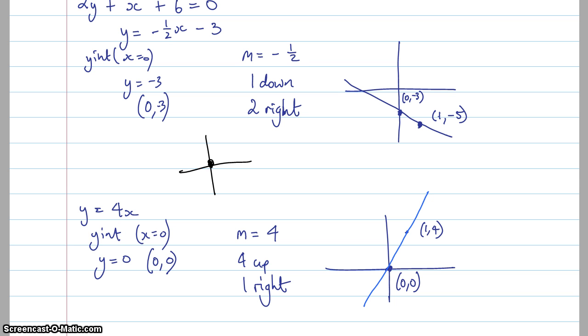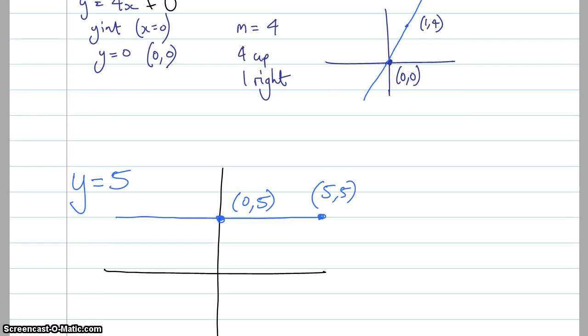So for this kind of graph, it's actually probably a little bit better to use the gradient and y-intercept method. So first I find the y-intercept, which is secretly there. We just couldn't see it before. It's 4x plus 0. So the point goes through 0, 0, and the gradient is 4. 4 up, 1 across. So I get 0, 0, and I go up 4, across 1, and I get the point 1, 4. Okay? So for this graph, it was actually better to use the gradient and y-intercept method. Otherwise, I'd just have 2 points on the origin.